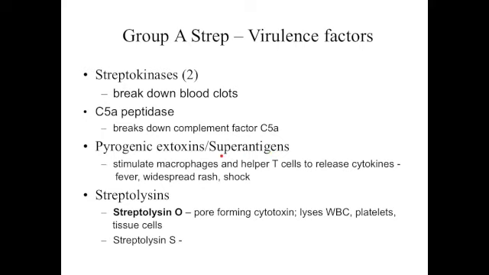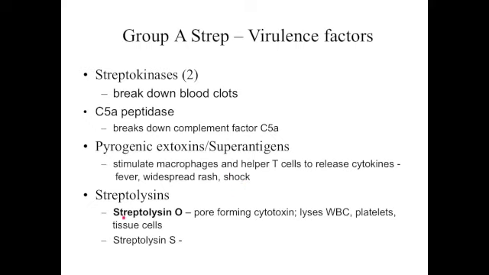So these types of exotoxins and superantigens stimulate macrophages and T cells of our immune system to release cytokines, which are inflammatory modulators, immune modulators. The result of cytokine production are symptoms that we're familiar with: fever, rash, and they can also cause systemic shock and lead to death if not treated.